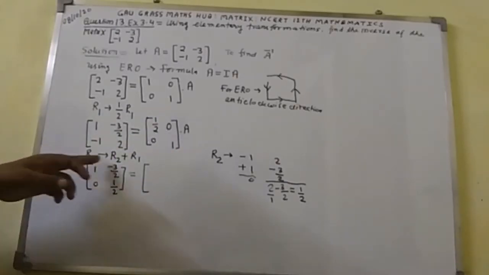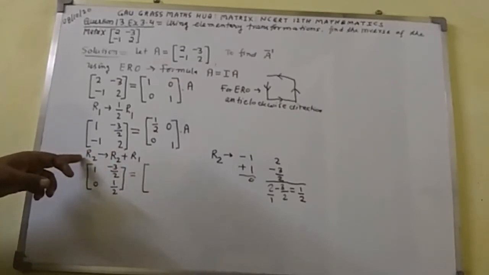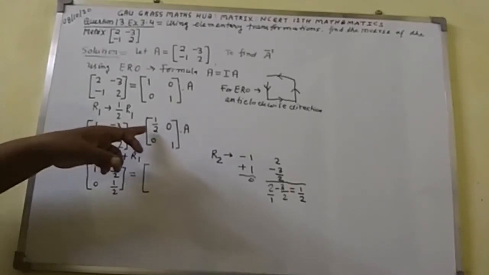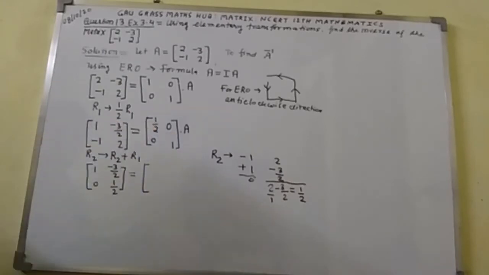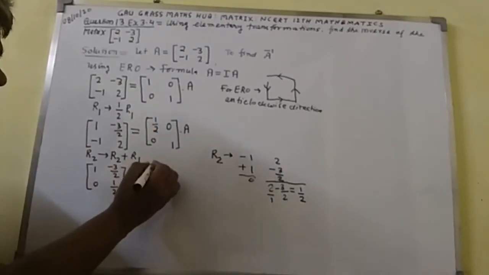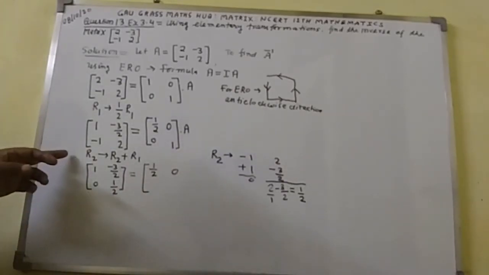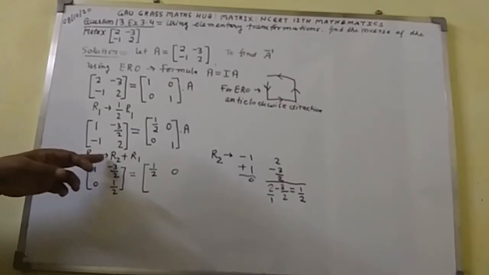So here you can see only changes will occur in the row of R2, the second row. There will be no change in the elements of R1 here. So here I shall write the elements of R1 as it is. 1/2, 0 I shall write. And changes will only occur in the elements of the second row.